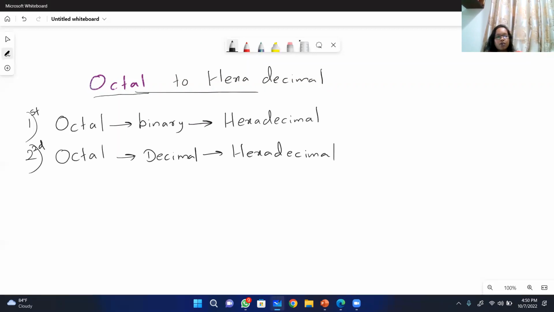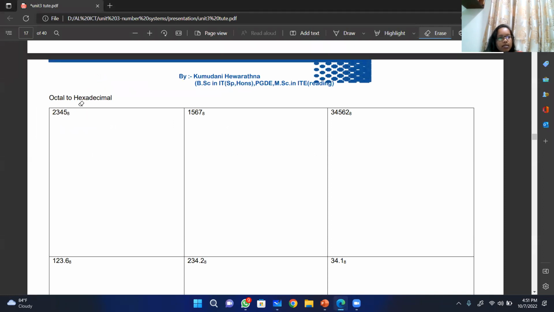Maybe for some of you, the first method will be easy. For some, the second method will be easy. Anyway, no any direct or some shortcuts here, right? Already we have to follow the 3-step method. So first we'll do the first method. You have to write down this one in your tutorial. Octal to hexadecimal, the page number 17. In the page number 17, hope you are having some free space on the top of the page here, right?